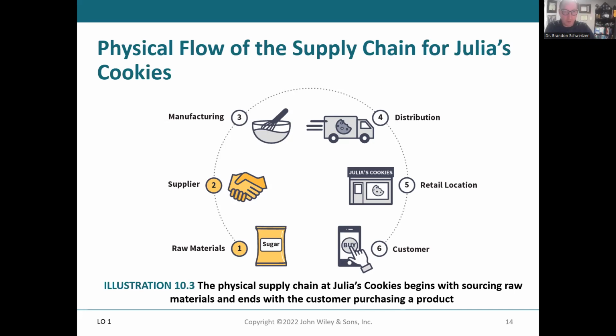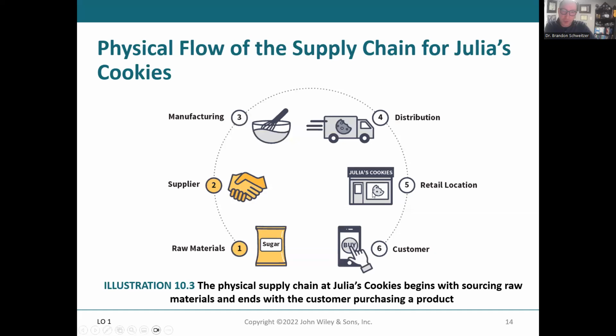So here we have the example of our baking company. It starts with raw materials. We made an agreement with our supplier for those raw materials. Raw materials flows into work in process. Here we have it as manufacturing. It flows out of work in process into finished goods, and ultimately distribution to our retail location. That comes out of finished goods, which is on our balance sheet, and flows onto our income statement as cost of goods sold when we sell to our customer.